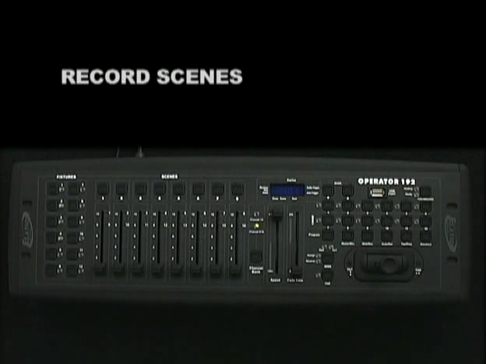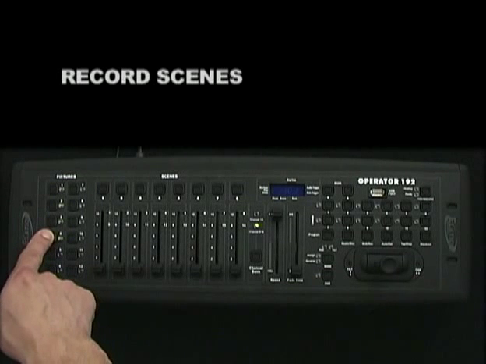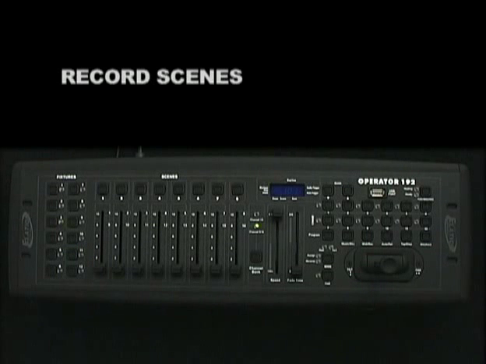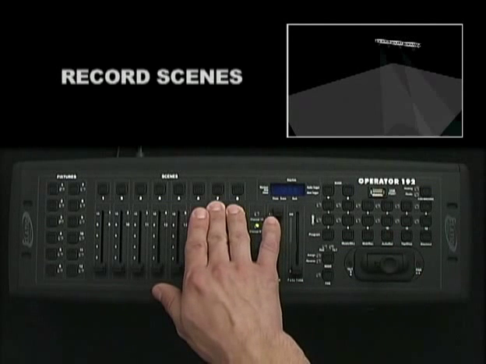I can then use my channel faders to control the various channels of my lights. I've opened my shutter and dimmer with channels 15 and 16. I can then press the channel bank. I can then adjust my fixtures by adjusting faders 1 and 2 or using the joystick.